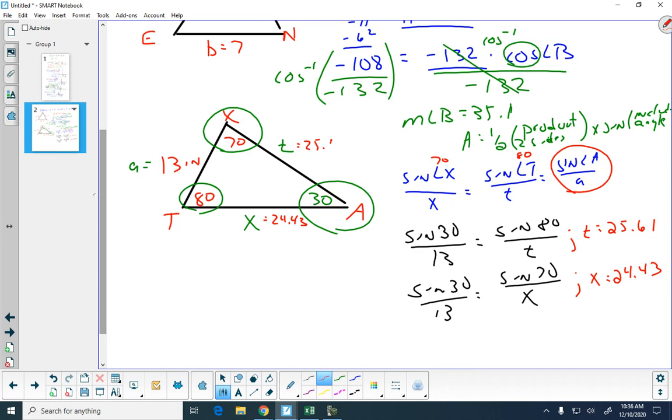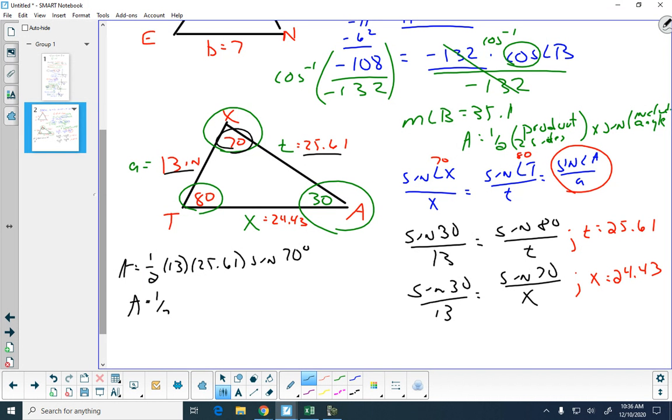And we could take any two sides that we want. It doesn't really matter. You could take any two sides that you want, multiply them together, the product of those two sides times the sine of the angle included. So our area could be 1/2 times 13 times 25.61 times sine of 70 degrees. That'd be using these two sides and this angle.